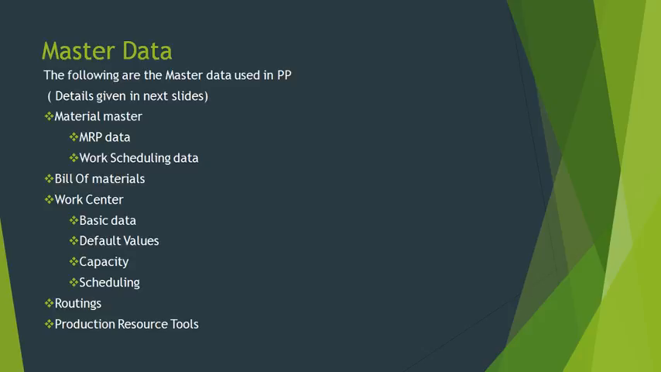Production planning contains mostly five types of master data: material master, bill of material, work center, routing, production version. Also there is one more type of data, production resource tools, which we call PRTs.